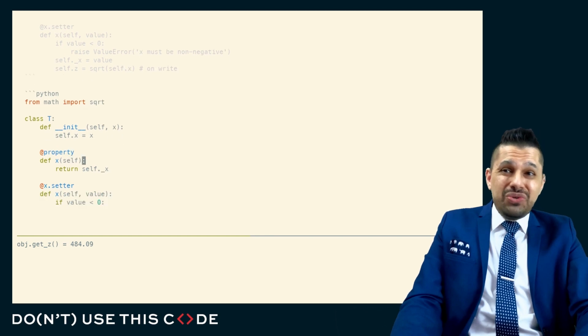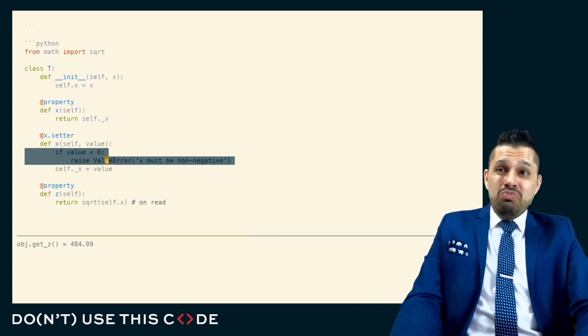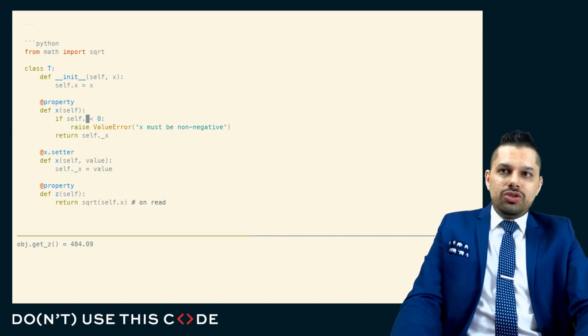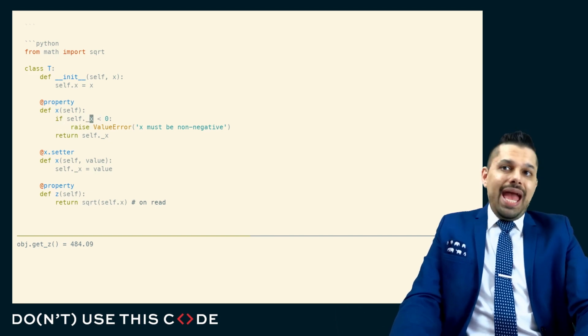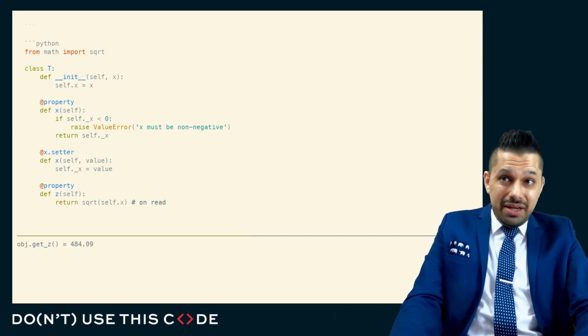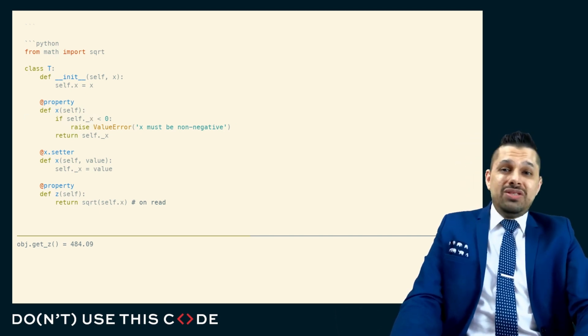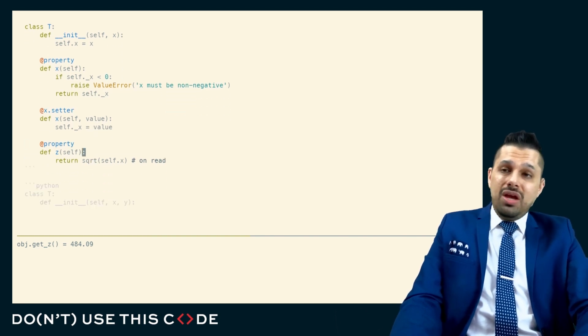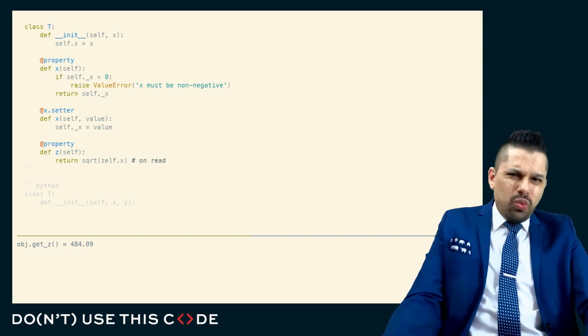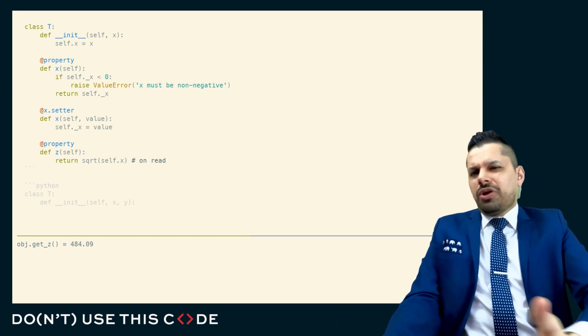But we could also do this on read. We could move this check from the write side to the read side. And we could say on read, check to see that this is non-negative, and then we could raise an error. And we could even compute this on read. We can compute z on read. Now, the decision for which one we want, computing on read or computing on write, is going to come down to a pretty easy question.